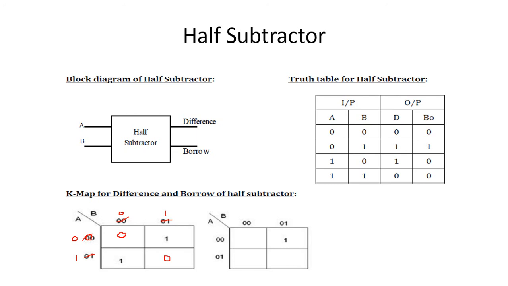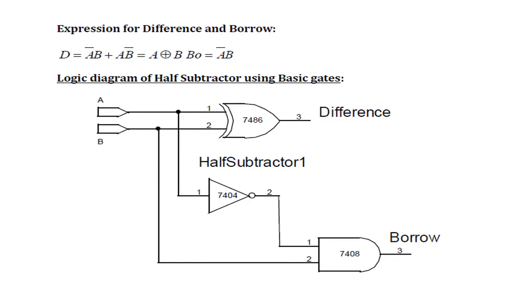Again, for grouping, I have to group these separately. If I group this, what expression do I get here? A bar B plus A B bar. Again it is an XOR gate. So this is the expression for the difference: A bar B plus A B bar. So I can write it as A XOR B.